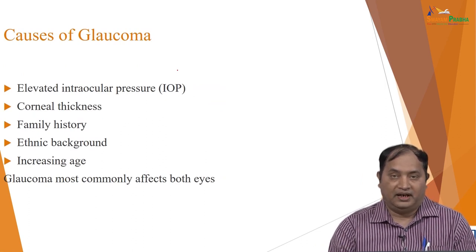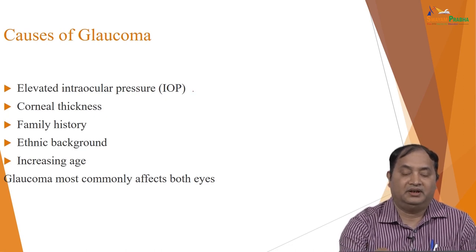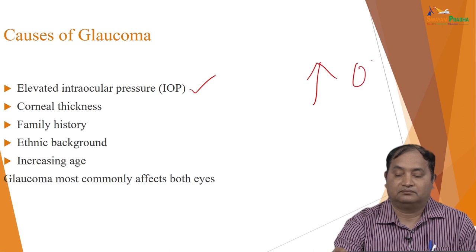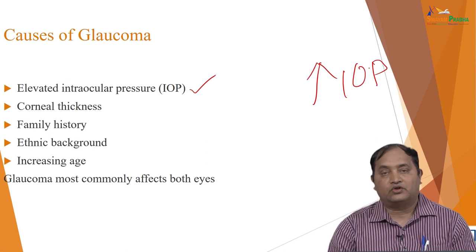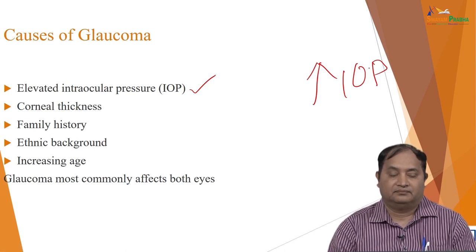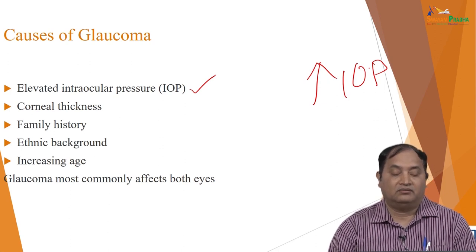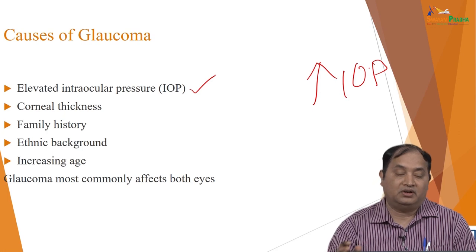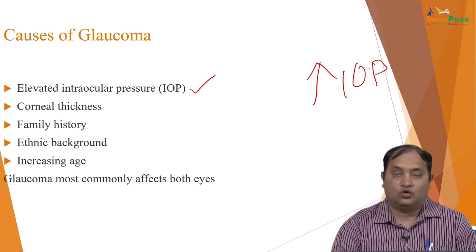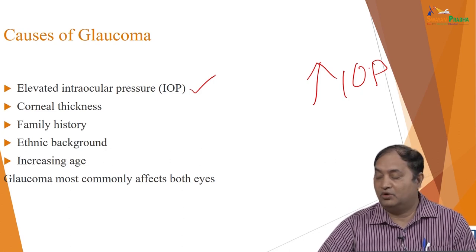Now, as we discussed, the typical finding is elevated intraocular pressure. The patient will also present with altered corneal thickness. There could be a family history or an ethnic background. And as age progresses, typically beyond 50 years, the chance of glaucoma is more, particularly in females, and glaucoma mostly affects both eyes. It is not a single eye that is affected, it is both eyes.